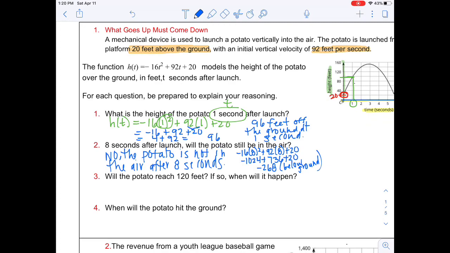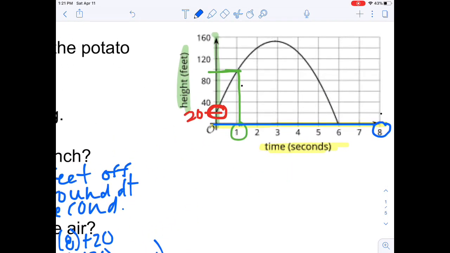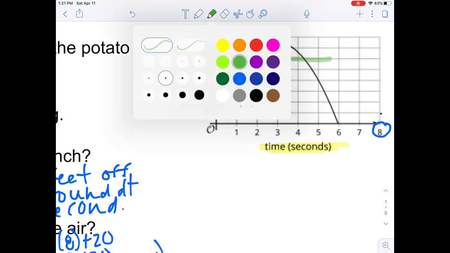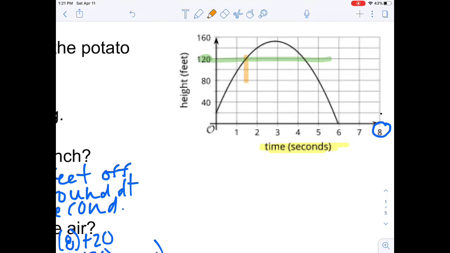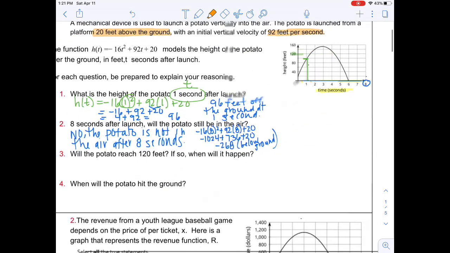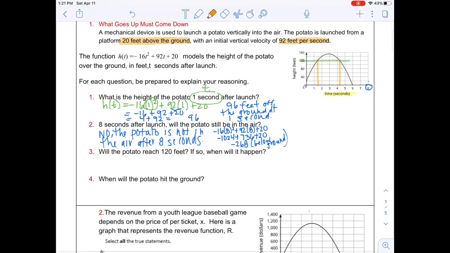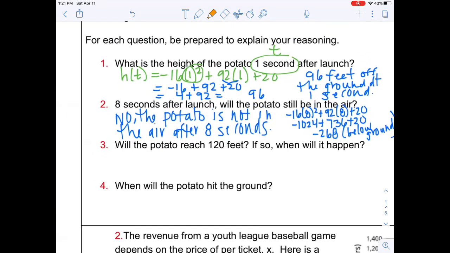Will the potato reach 120 feet? When will that happen? I'm going to erase some of my work here. At 120 feet, which is right here, when will that happen? That's going to happen 2 times: approximately 1.5 seconds and approximately 4.25 seconds. So I'm going to figure out exactly when it will happen.